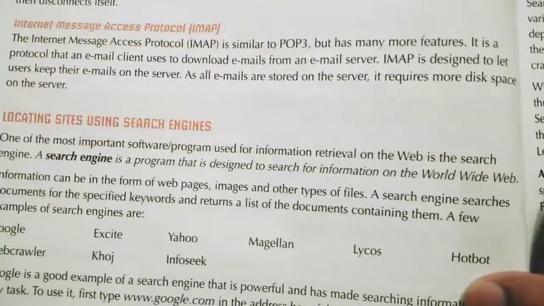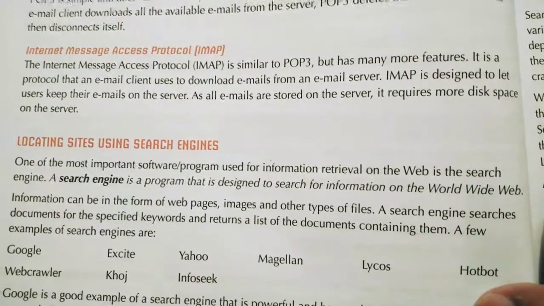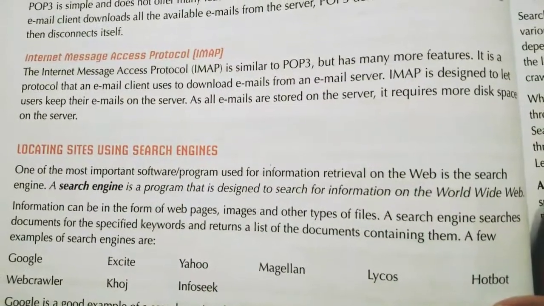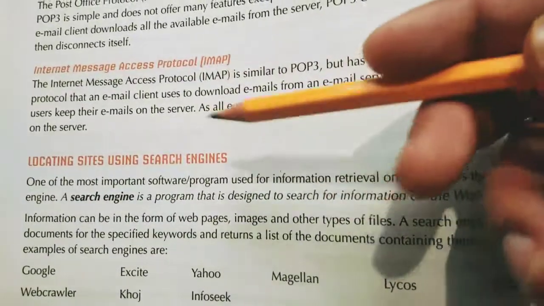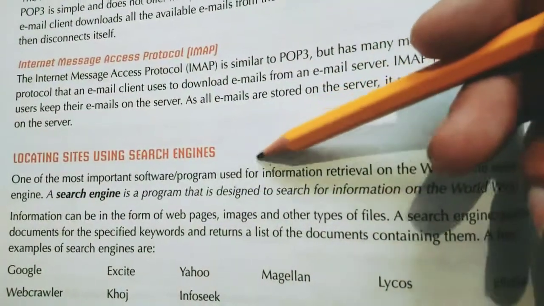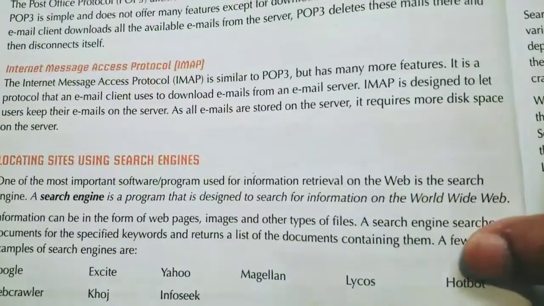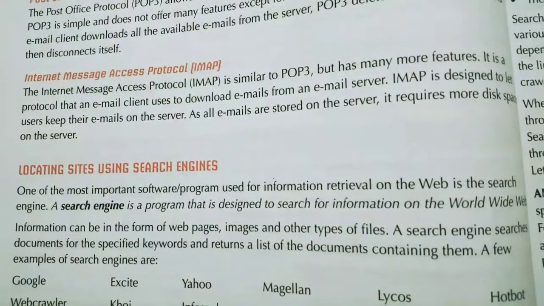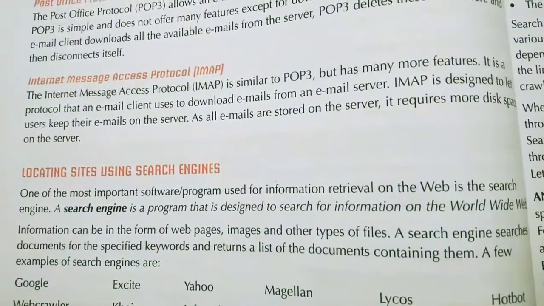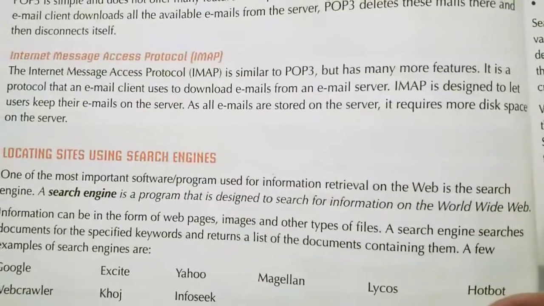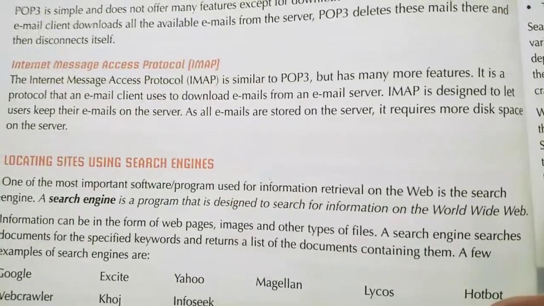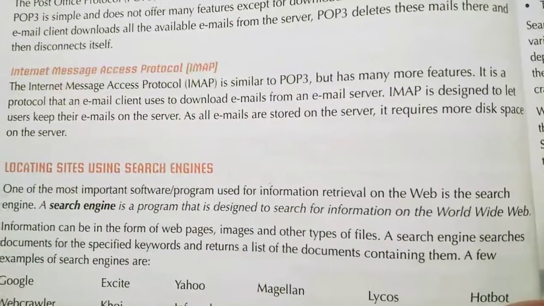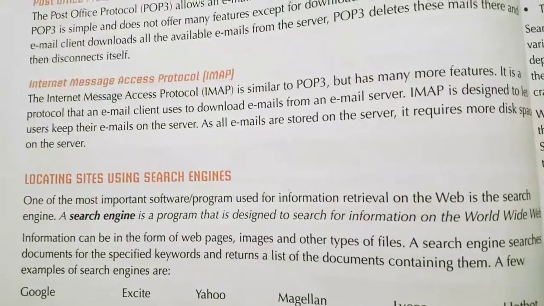Now see what is called a search engine. You learned about the search engine in your class 8, I think, right? If you remember it, then it's very good. One of the most important software programs used for information retrieval on the web is the search engine. A search engine is a program that is designed to search for information on the World Wide Web. So every day you search something on the internet, right?